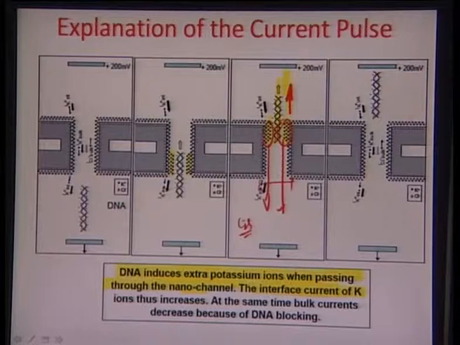The interface current of the potassium ions does increase suddenly, and at the same time bulk currents decrease because of the DNA blocking. So the overall effect is an increase in the current because of a sudden spurt of release of these ions back into the solution.